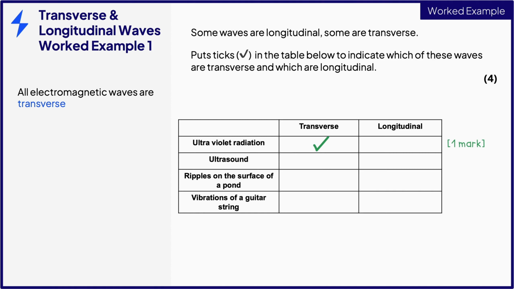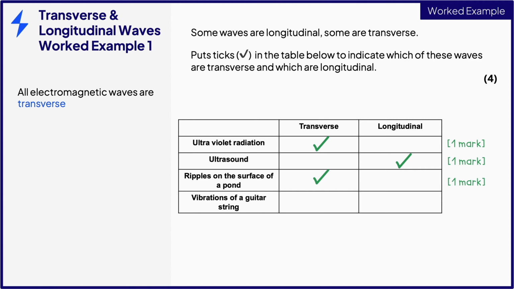Ultrasound are specific sound waves at frequencies higher than human hearing. As sound waves are longitudinal, ultrasound is also longitudinal. Ripples on the surface of a pond go up and down whilst the whole wave moves outwards, perpendicular to the ripples. This makes them a transverse wave.